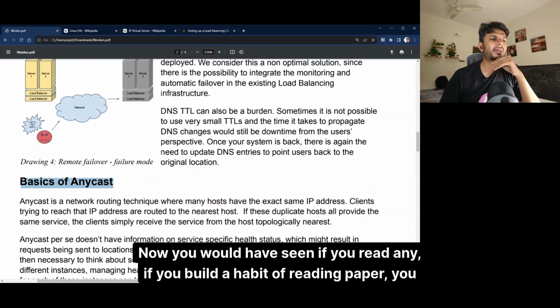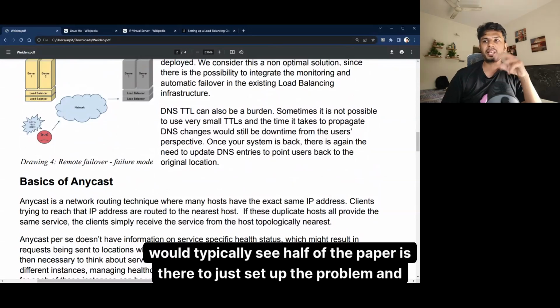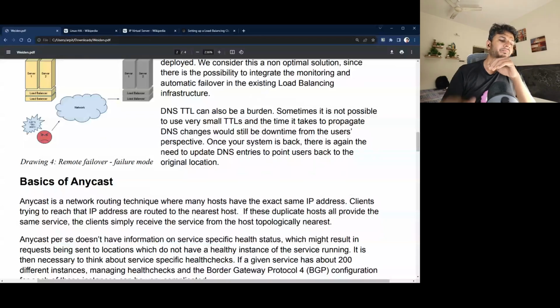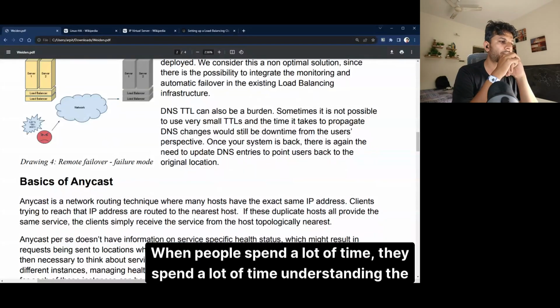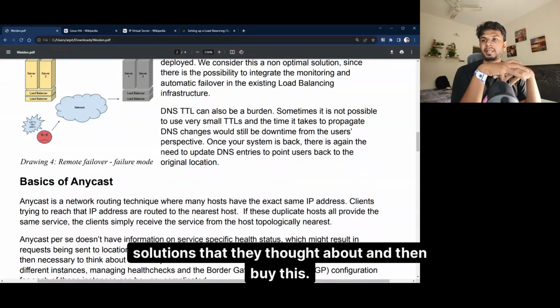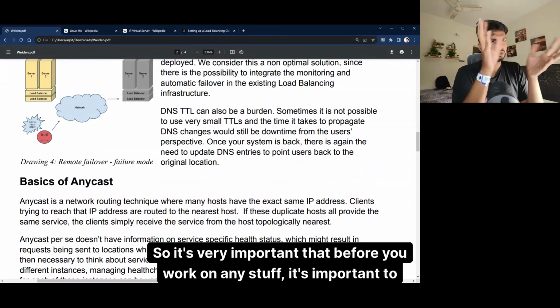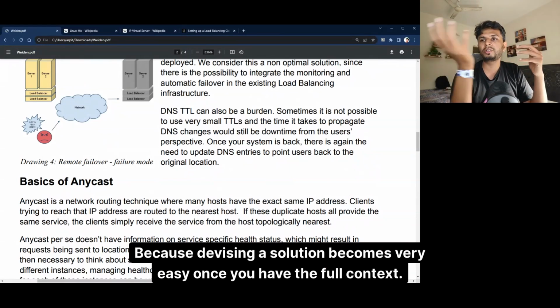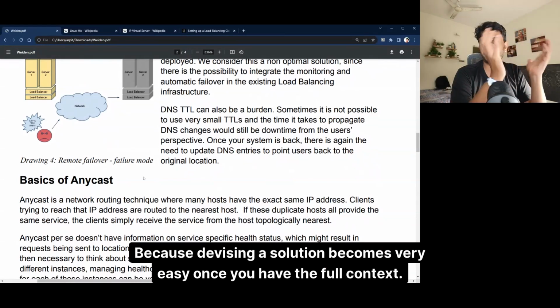Now, if you build a habit of reading papers, you would typically see that half of the paper is there to just set up the problem and the possible solutions, and then the other half talks about the actual solution. People spend a lot of time understanding and defining the problem statement and understanding the existing solutions that they thought about, and then why this makes sense. So it's very important that before you work on anything, you understand the problem statement and the constraints really well, because devising a solution becomes very easy once you have the full context.